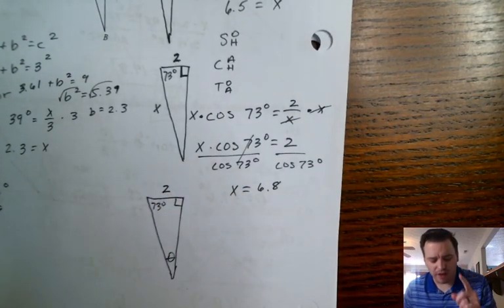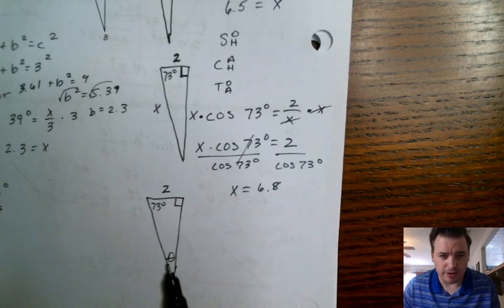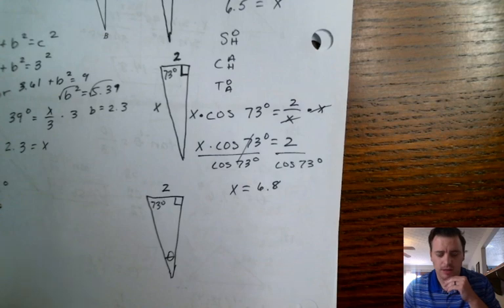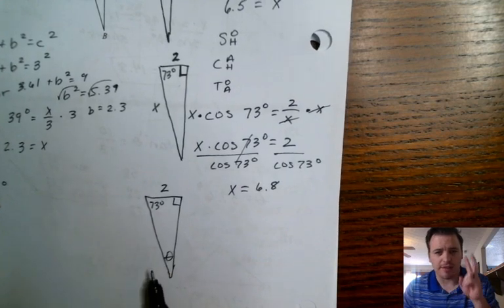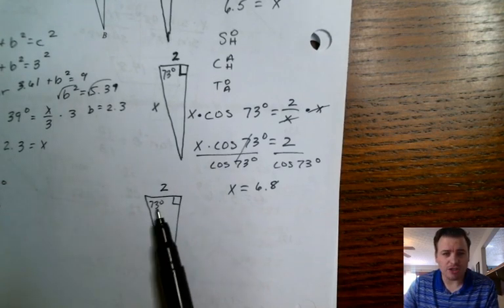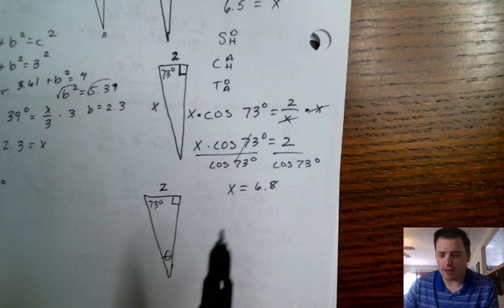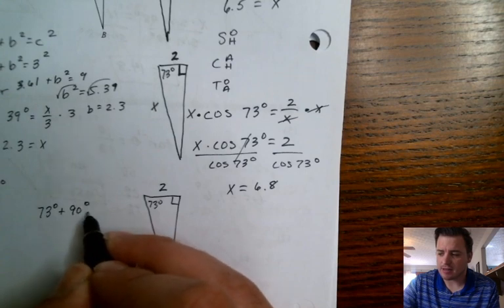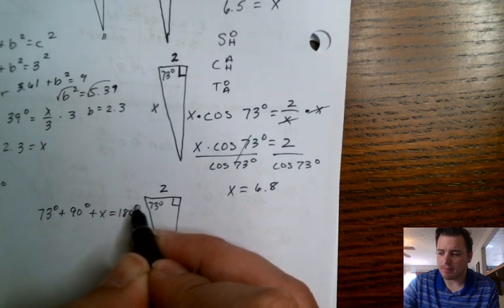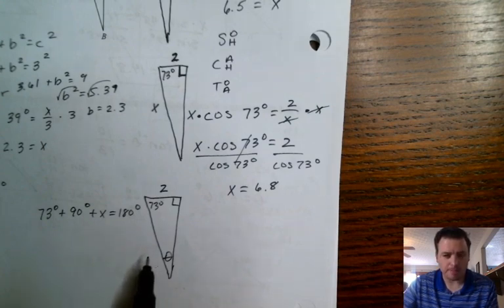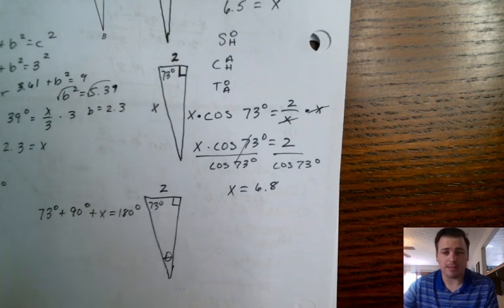But in order to find this angle right here, you have to have at least two sides. Or you just add these two up and subtract them from 180. So you could do this: 73 degrees plus 90 degrees plus x equals 180. And then you just solve for x, and that will give you that degree. If you do it that way, that's completely fine.